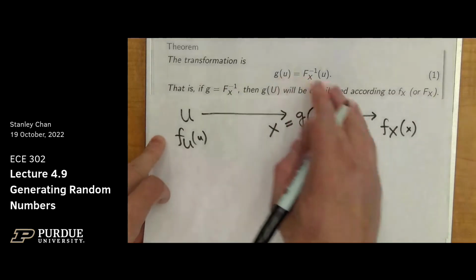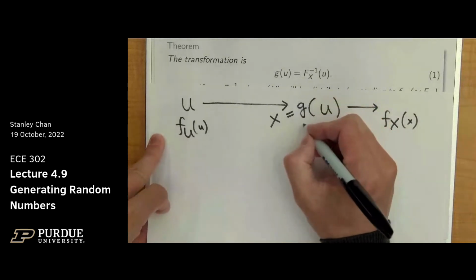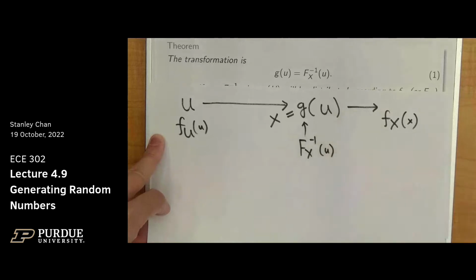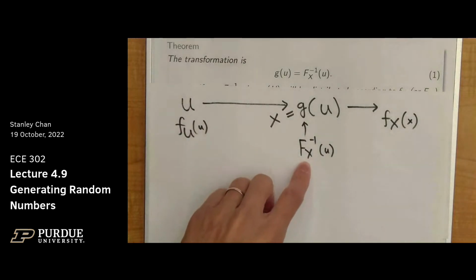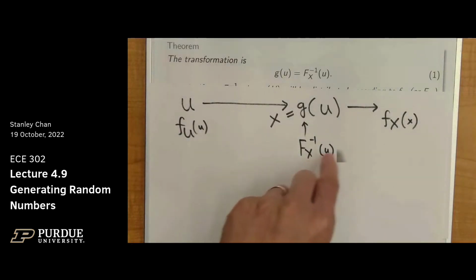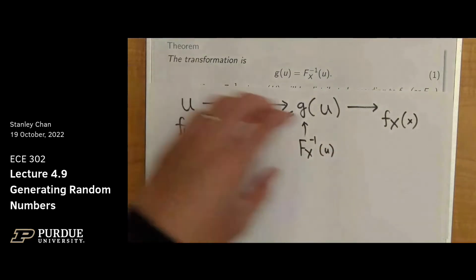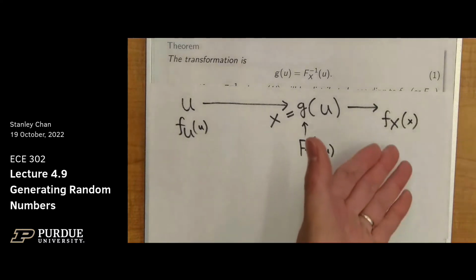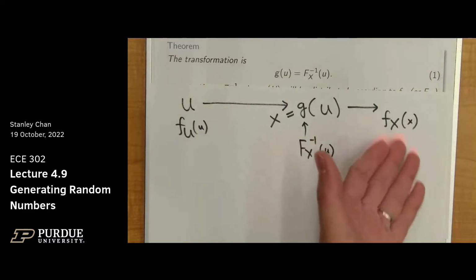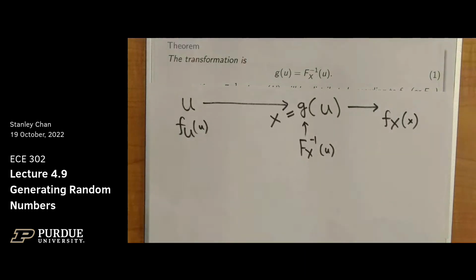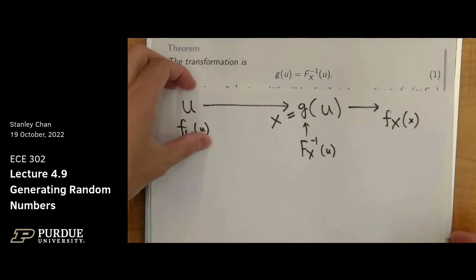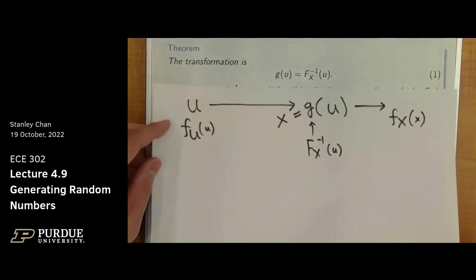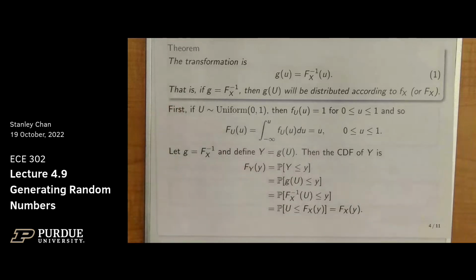The theorem tells you that this g function is F_X inverse of u, where F_X is the CDF of the random variable that you want. So for example, if it is Gaussian, then it will be the Gaussian CDF. If you know a certain shape that you want, you can derive the CDF of that shape. Then you can apply this inversion, and you will be able to get this g. So let's see why this is the case.